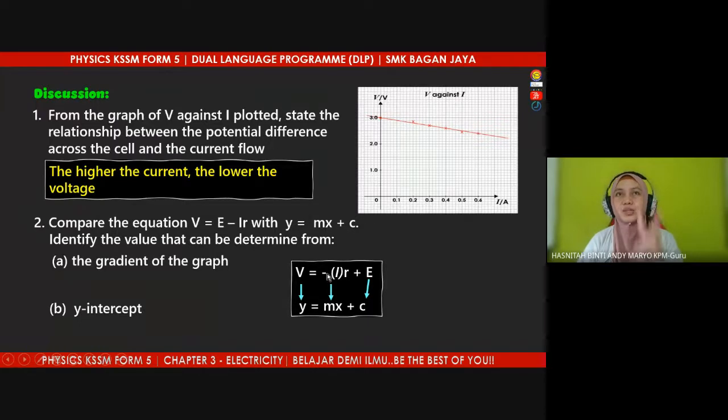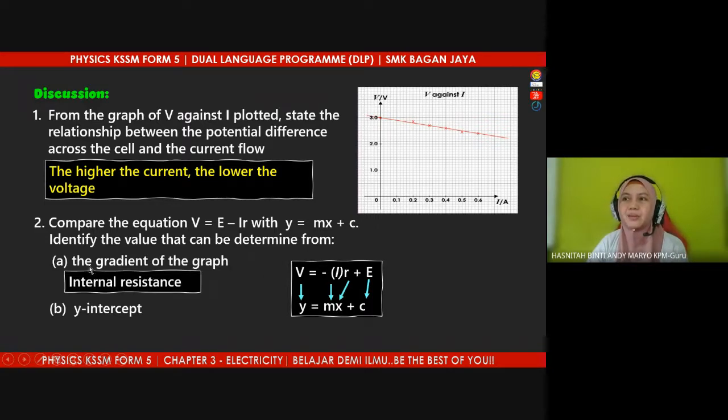So these are the two important things we can find from this graph of V against I in order to determine the EMF of a dry cell. The first one is the EMF. Where do we get it from? The y-intercept. Second is the internal resistance of the battery. Where do we get it from? When you calculate the gradient of the graph. So the gradient represents internal resistance.